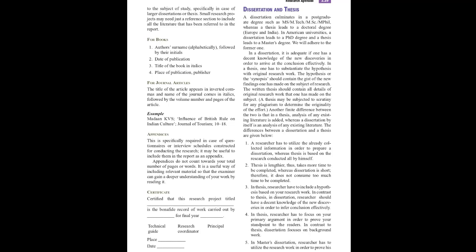Place of publication, publisher. For journal articles, the title of the article appears in inverted commas and the name of the journal comes in italics, followed by the volume number and pages of the article. Example, MADAAN KVS. Influence of British rule on Indian culture.